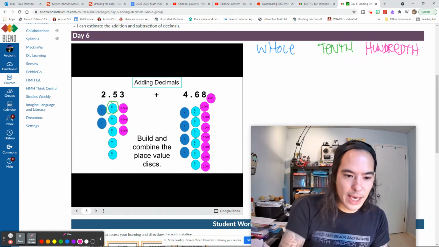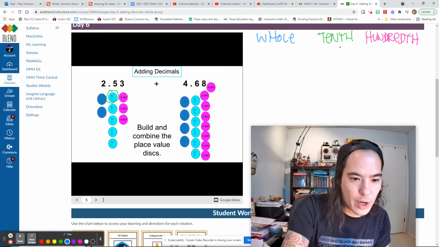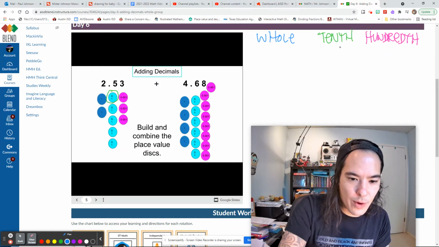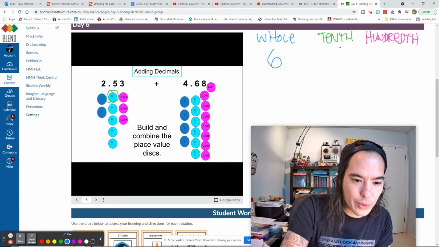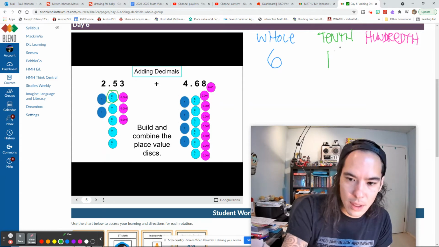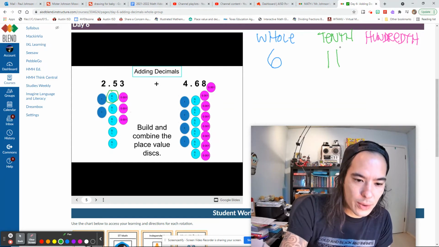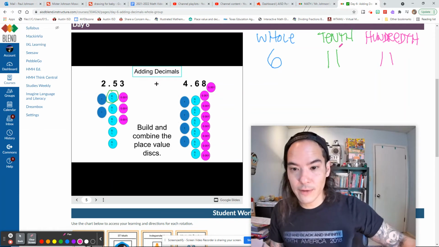All right, so let's count how many of each we have. If I'm looking at my picture, I have 1, 2, 3, 4, 5, 6 wholes. I have 1, 2, 3, 4, 5, 6, 7, 8, 9, 10, 11 tenths. And then I have 1, 2, 3, 4, 5, 6, 7, 8, 9, 10, 11 hundredths. All right. So it looks like we're going to have to regroup a little bit.